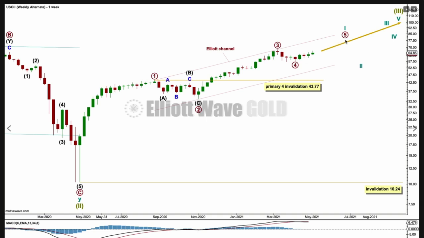When primary 5 is complete, that would complete a simple 5-step pattern for cycle wave 1: 1, 2, 3, 4, 5. When cycle wave 1 is complete, this wave count would expect a big, possibly deep correction lasting 1 to several years for cycle wave 2. It could meet the technical definition of a bear market for US oil, and it may not move beyond the start of cycle 1 below 10.24. But we're not there yet.